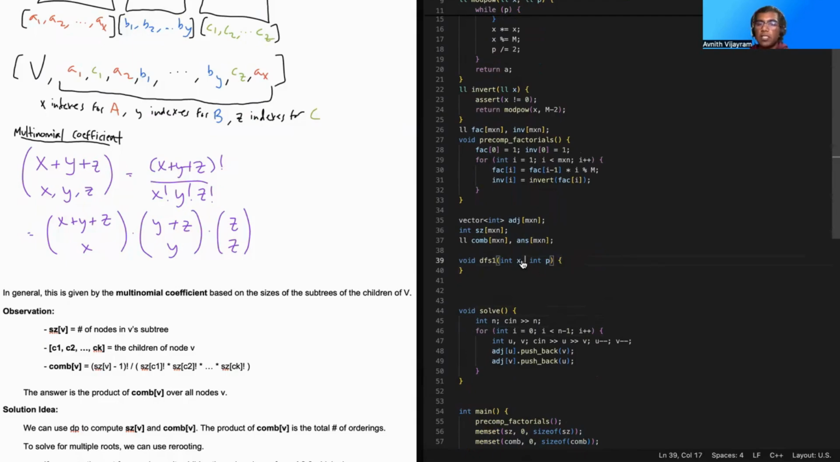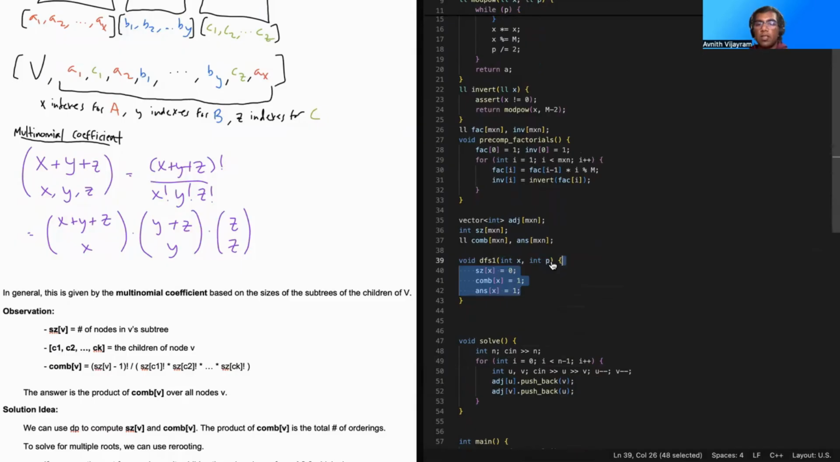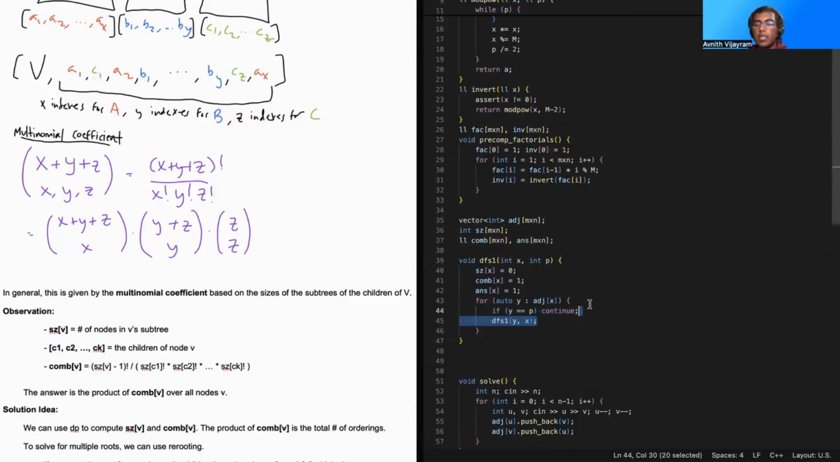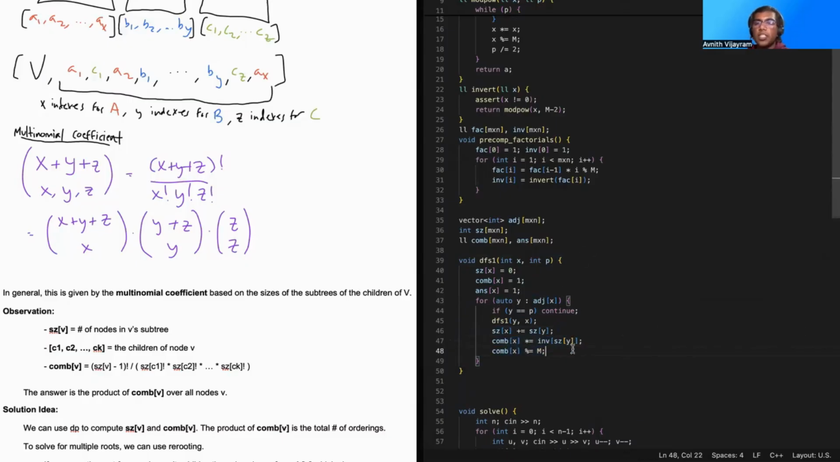So here we'll have a DP starting at node X where the parent node was P. And we'll initialize our values. So we'll initially set the size to 0 and the number of combinations to be 1. We'll loop through all the children except for the parent, and we'll DFS down to each of the children. And then we can now update the size array by adding up the size of all the children. For the combination, we're going to divide again. If you see the formula over here for the multinomial coefficient, we're going to divide the factorial of the sizes of each of the children, which is what we'll do here.